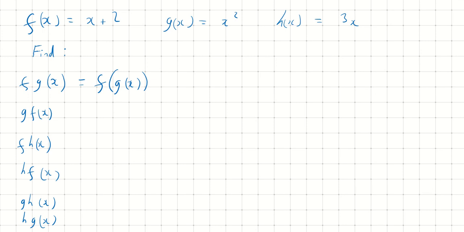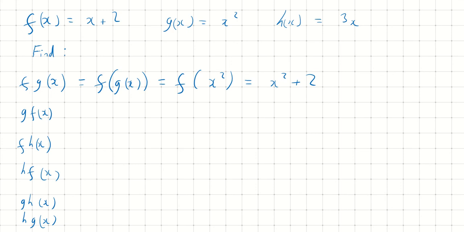So what is g(x)? Well, g(x) is just x squared. So this is the same as f, and rather than g(x), we're going to replace it with x squared. Now, what is f of x squared? Well, we're just going to put x squared into our formula for f, and we get x squared plus 2. Okay, and that's it. And we're going to do the same thing for all of these.